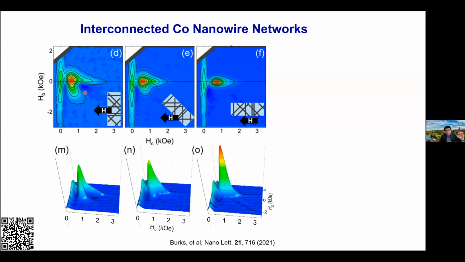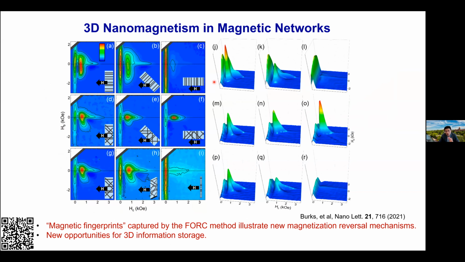The demagnetizing dipolar interaction is now actually suppressed because of the many intersections we have in the network. And when the field is applied along the hard axis of most of the wires, we actually have a minimum demagnetizing dipolar interaction. So in a nutshell, we were able to capture the fingerprints under different geometries. This leads to one potential opportunity: we can code information into the magnetic state of such a network and then drive it from one portion of the network to another portion.